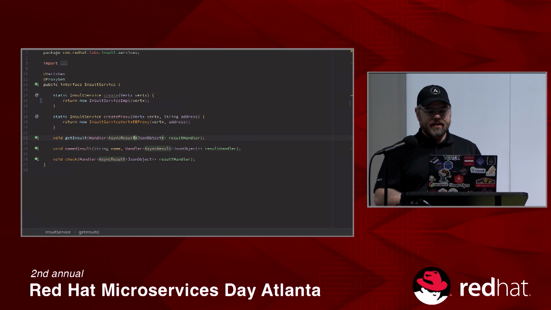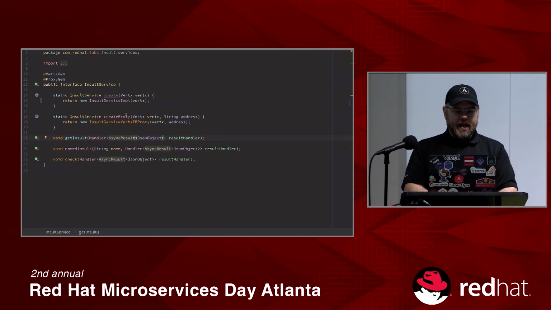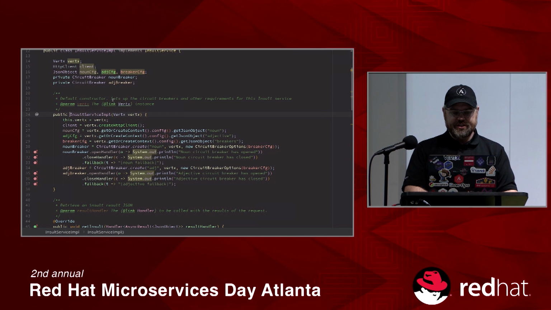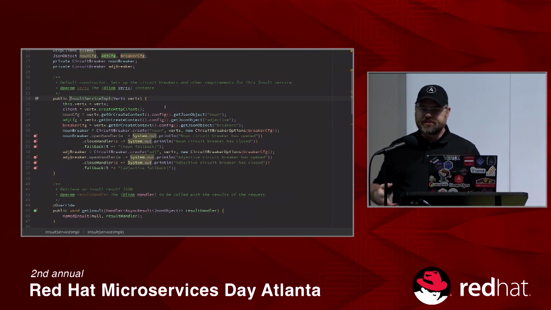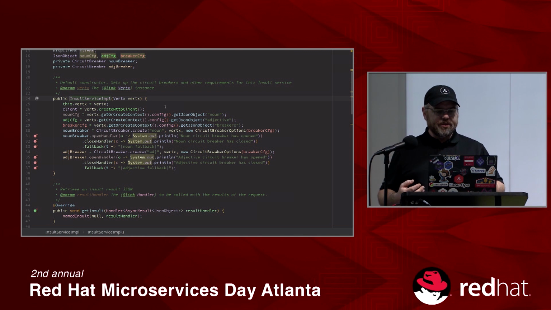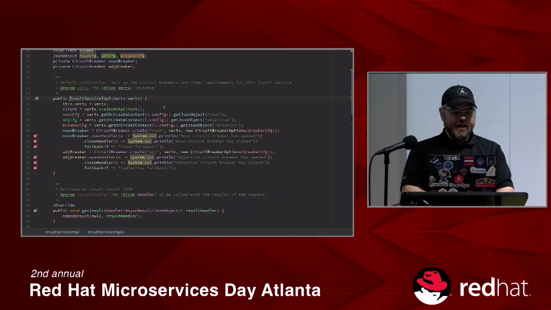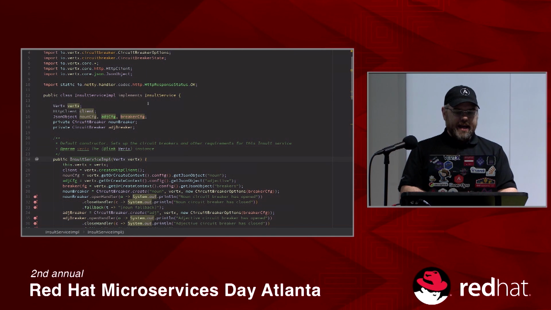And then we define interface methods for what we want to implement, which is get insult, named insult, and the health check. And when we look at the implementation, we fill in all of our logic there almost as if it's synchronous code. Looks very similar to our standard Java code. And it just implements that service.